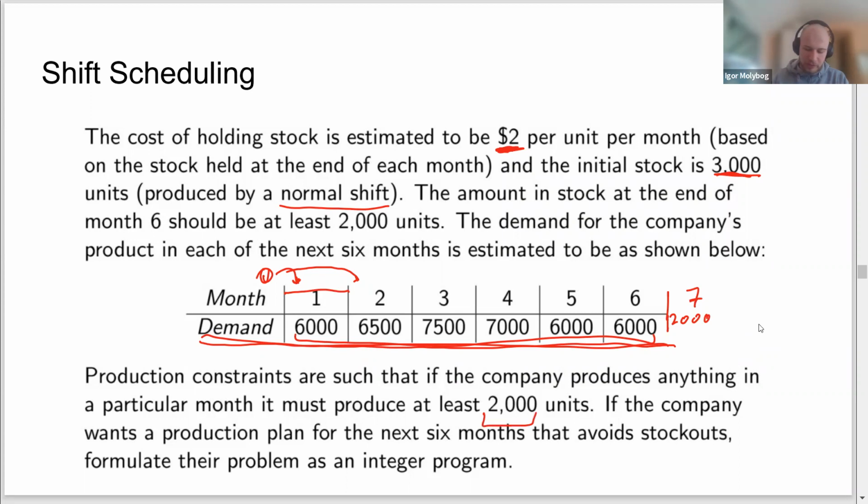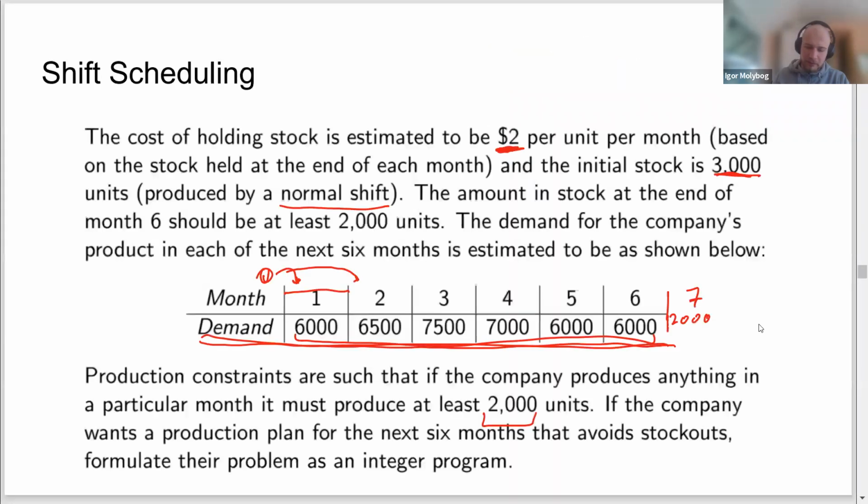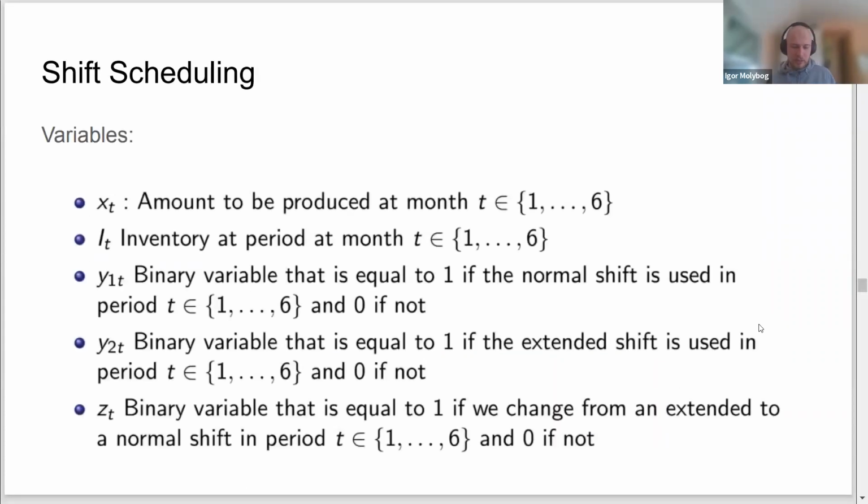If the company wants a production plan for the next 6 months that avoids stock out, formulate their problem as an integer programming problem. Is the problem clear in general? I know it's a long one. But we should be able to formulate it as an integer programming problem quite compactly. Okay, so let's define the variables.